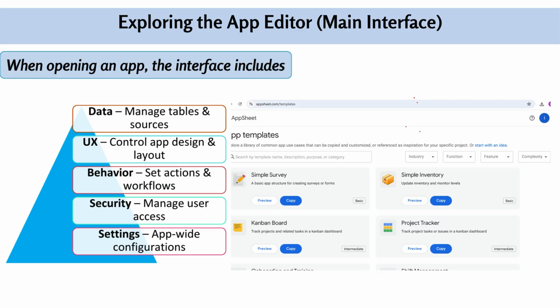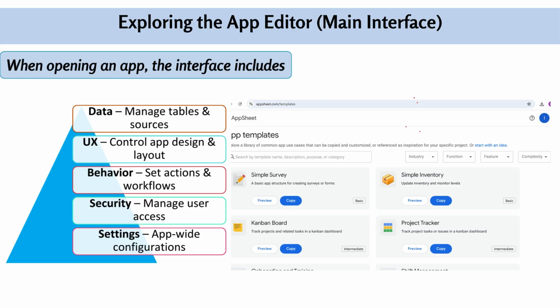Exploring the App Editor, main interface. Once you open an app, you enter the App Editor, where all building and customization happens. Let's look at the main areas. Top toolbar. Here you can name your app, save changes, and use preview tools for mobile and desktop. Left sidebar tabs. This is your navigation menu inside the editor.